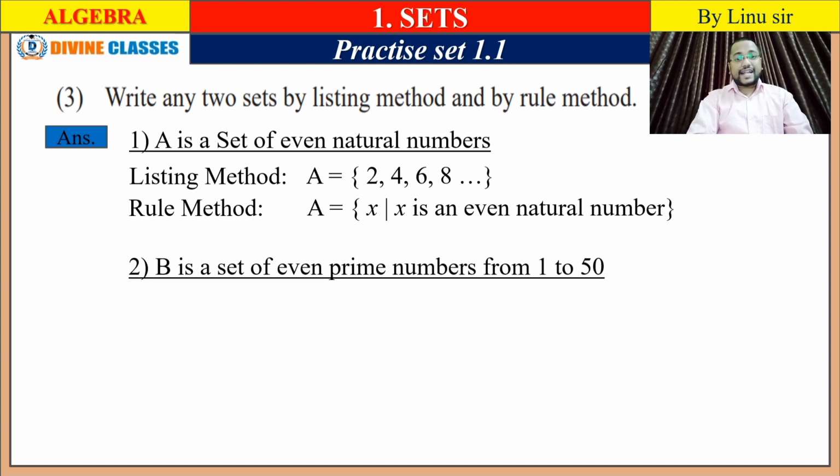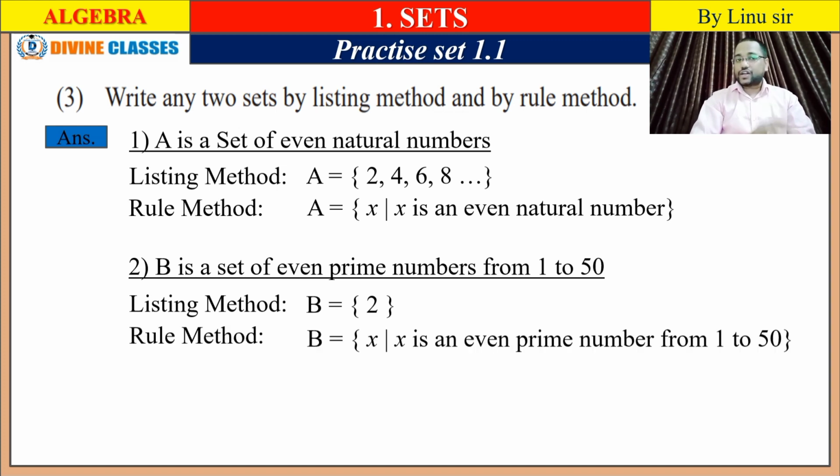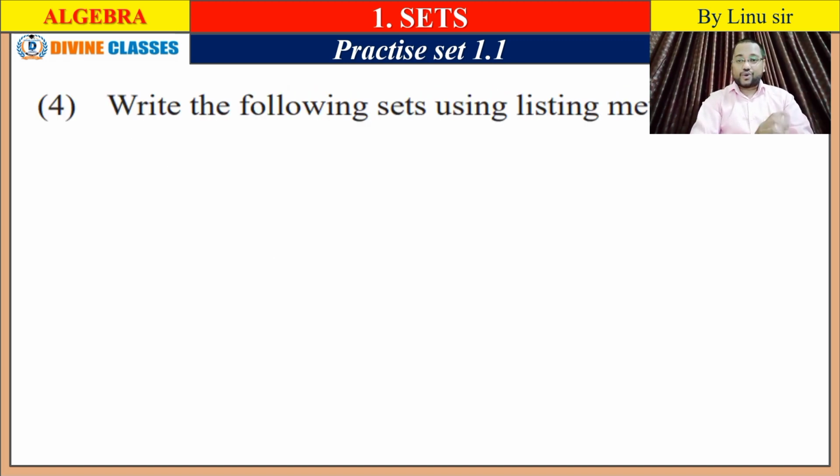Why? Because we are defining every element, each and every element, right? Now, second example we have taken is B is a set of even prime numbers from 1 to 50. This also we have already seen, right? So, listing method B is equal to {2}, and next rule method B is equal to {x such that x is an even prime number from 1 to 50}.